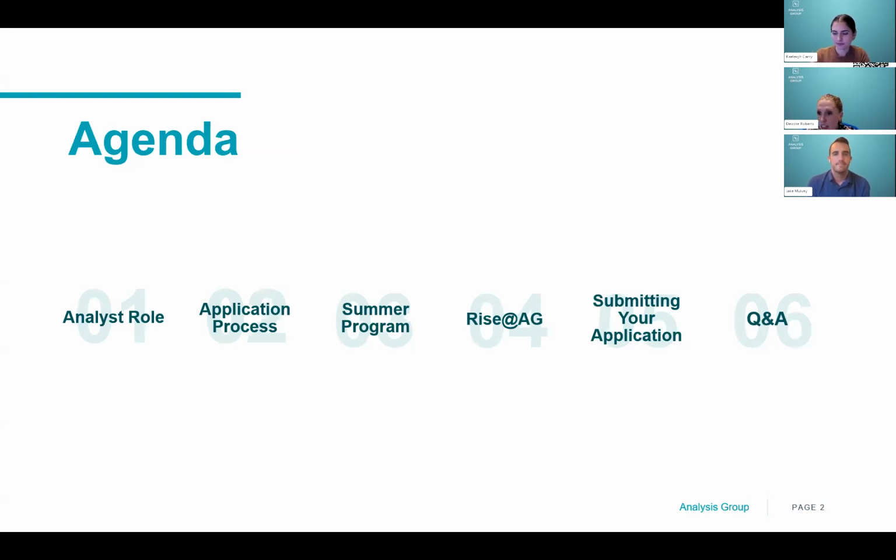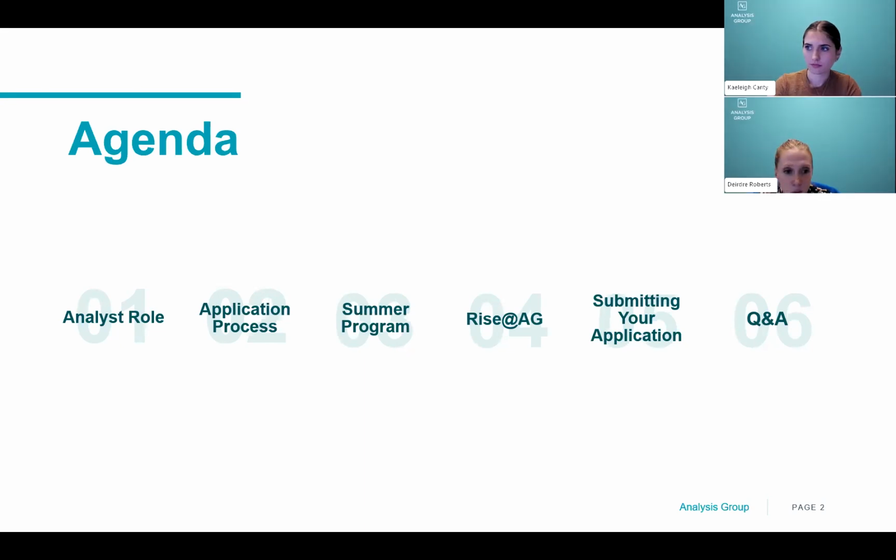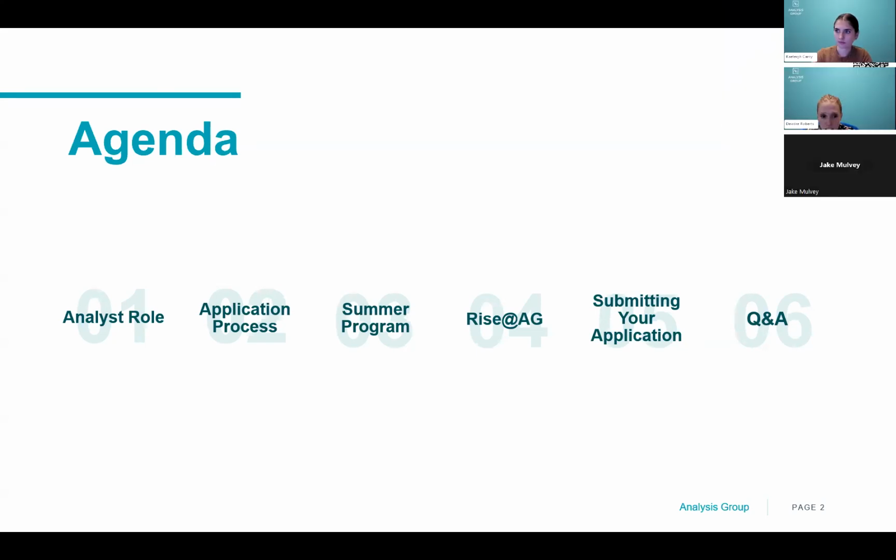So in terms of the agenda, we will be focusing on the analyst full-time and intern application process for both the analyst general and analyst healthcare positions and how you can best prepare. And we will review different aspects of the analyst role. We'll talk through the application process and offer some tips and tricks for putting together a strong application. We'll provide an overview of AG's summer internship program, as well as AG's Rise at AG program, which is a week-long in-person externship. We'll also provide a brief overview of steps that you'll need to take in order to submit your application. And then at the end, we will, as I mentioned, take questions from the audience.